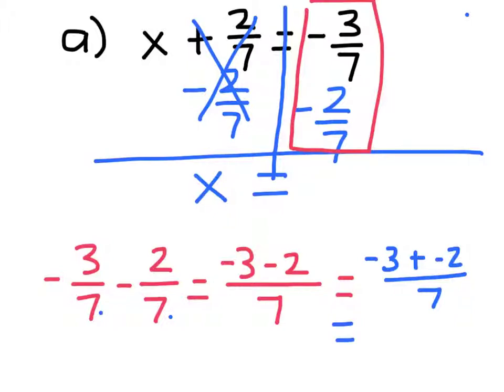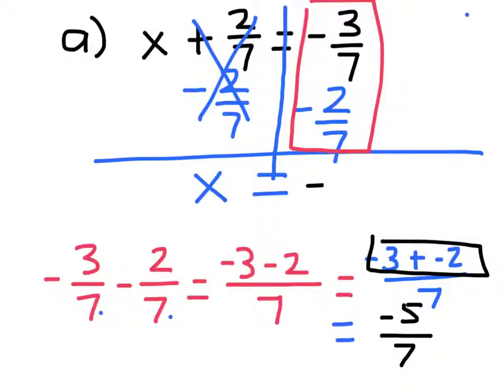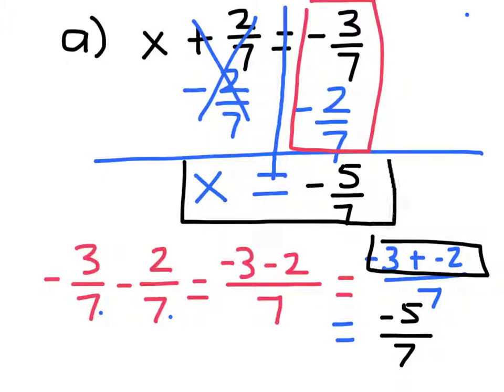Alright, that would equal the top here. Okay, this part right here, negative 3 plus negative 2 is negative 5 over 7. So x is negative 5/7. Okay, let's move on to the next example.